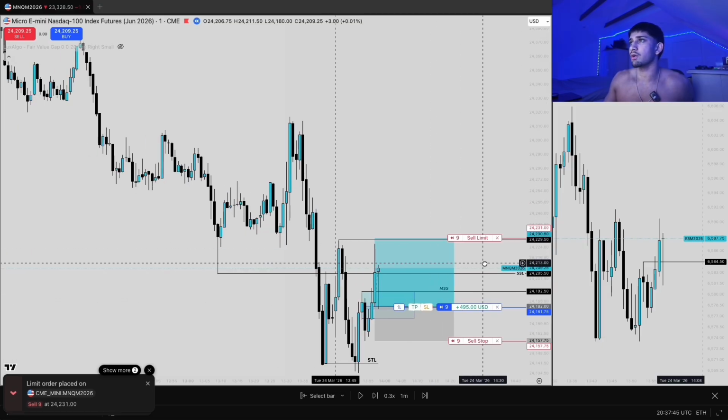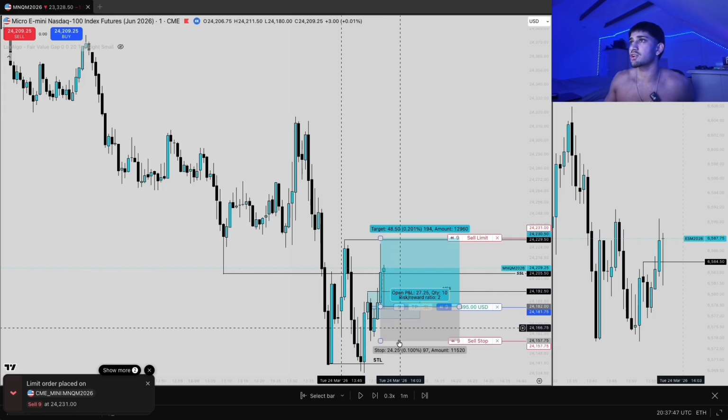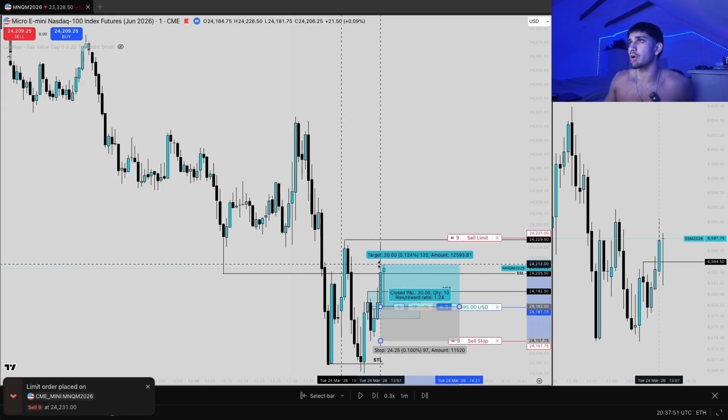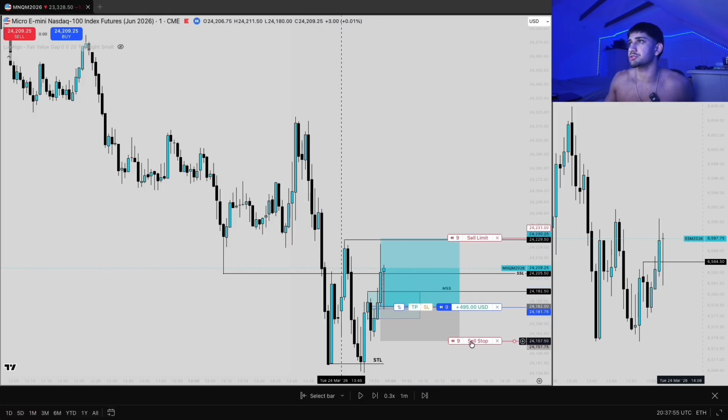And now, as you can see already here, we're past 50%. We're up 1R already on the position, more than a 1R. So you would be going break even here. There's no reason as to why you should be keeping an open risk at this point of the position. So let's see if this runs to the final TP or not.